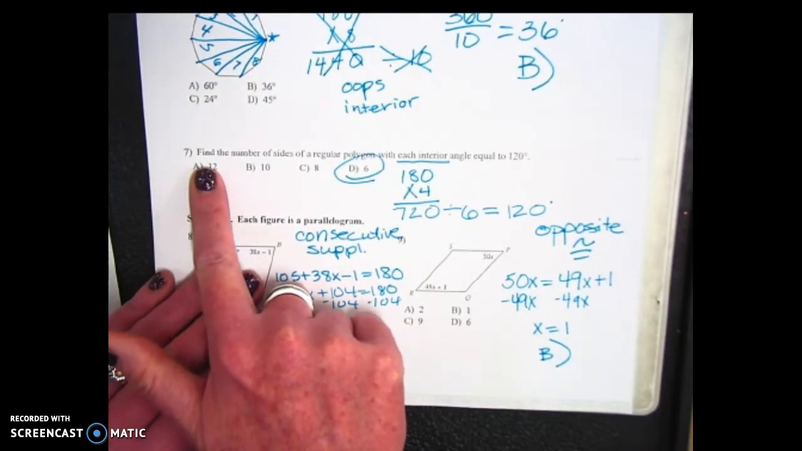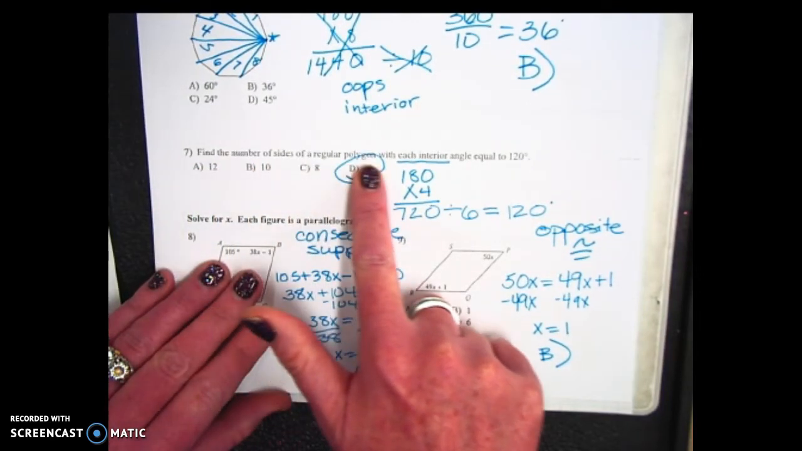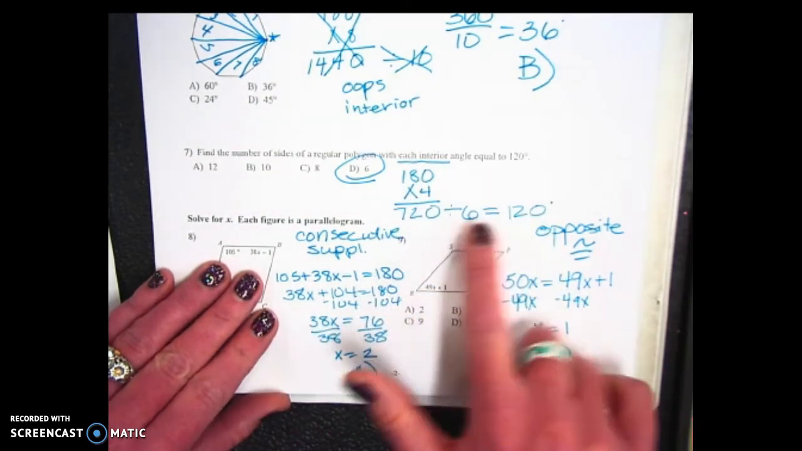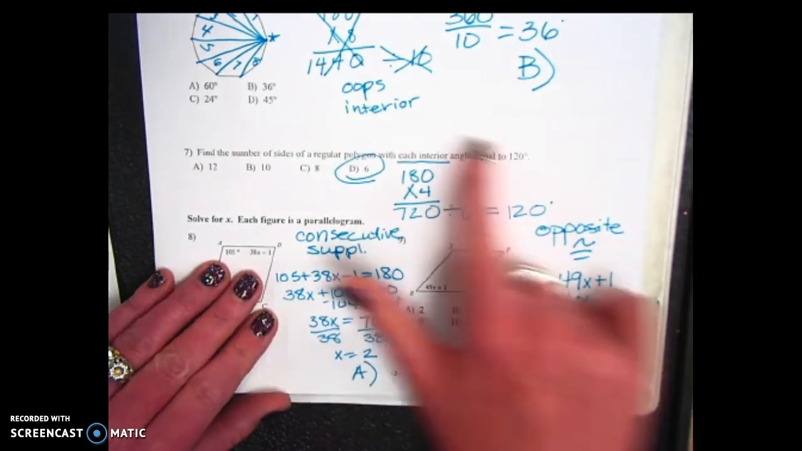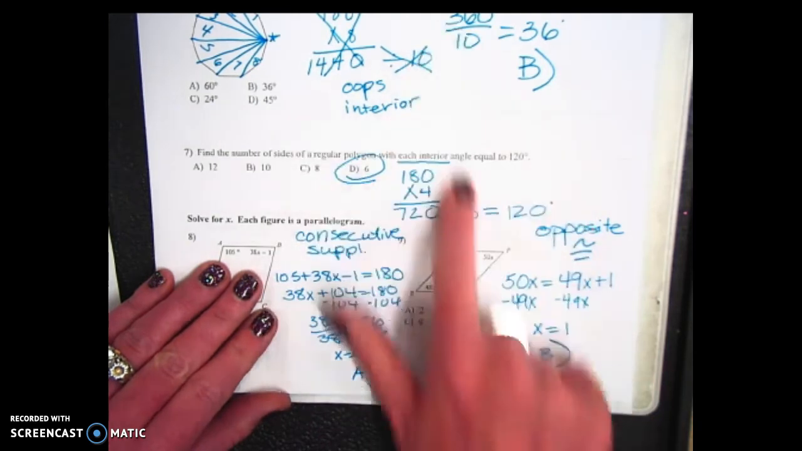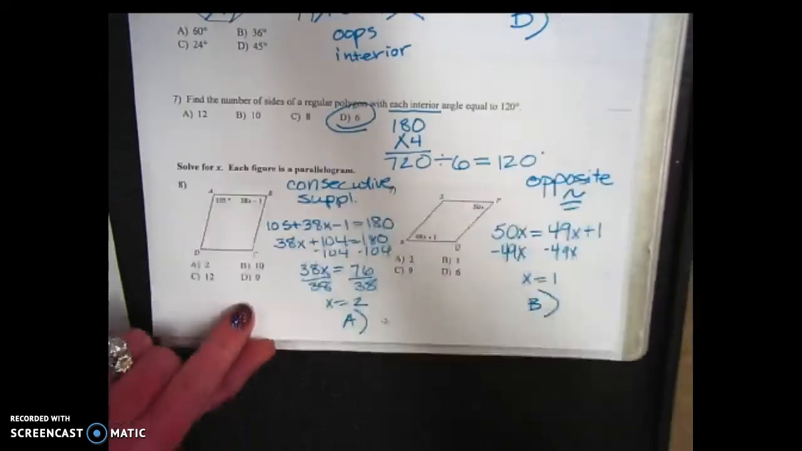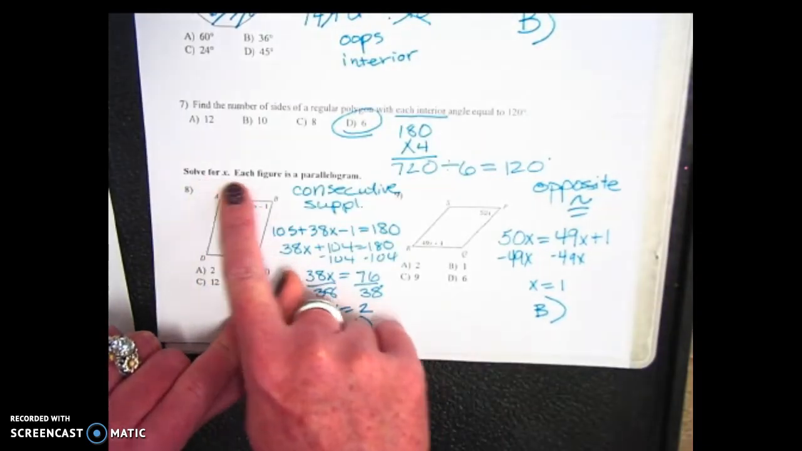Number 7, find the number of sides of a regular polygon with each exterior angle equal to 120 degrees. This one is on the chart, so you just look down that column, find 120, and it should tell you that it's a 6-sided polygon. Number 7 says solve for x.